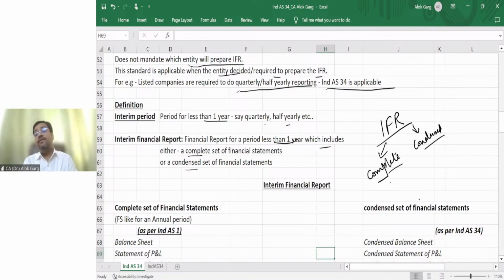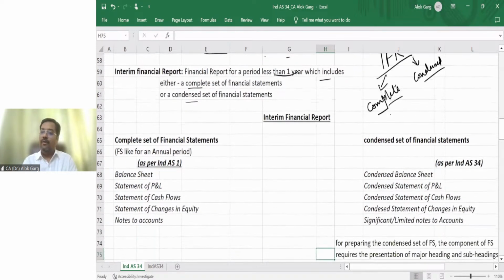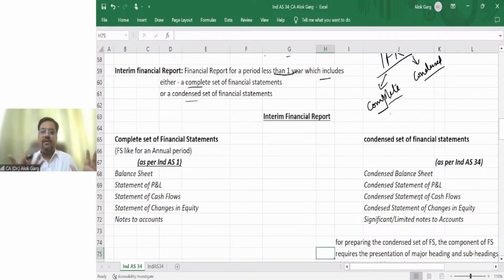Sir, what is meant by a complete set of financial statements? A complete set of financial statements means a financial statement like the annual one, as per Ind AS 1. If a company wants to prepare a complete set of financial statements on a quarterly basis for an interim period, it is also allowed. It means the company prepares the balance sheet, P&L, cash flow, statement of changes in equity, and notes to accounts completely on a quarterly basis.